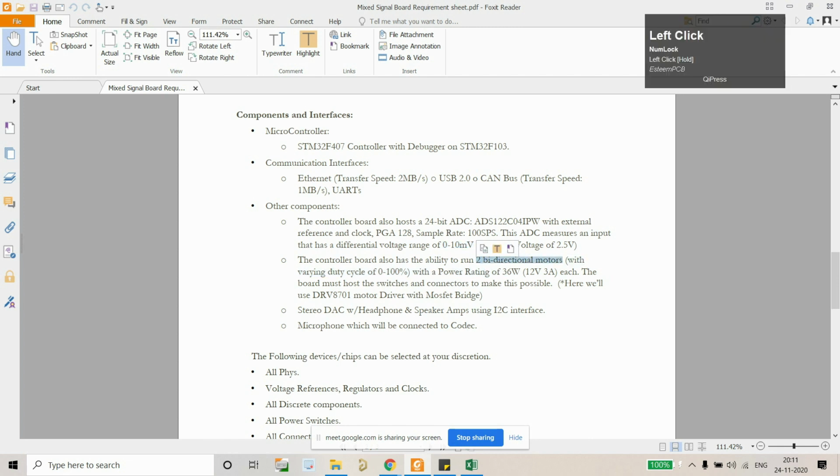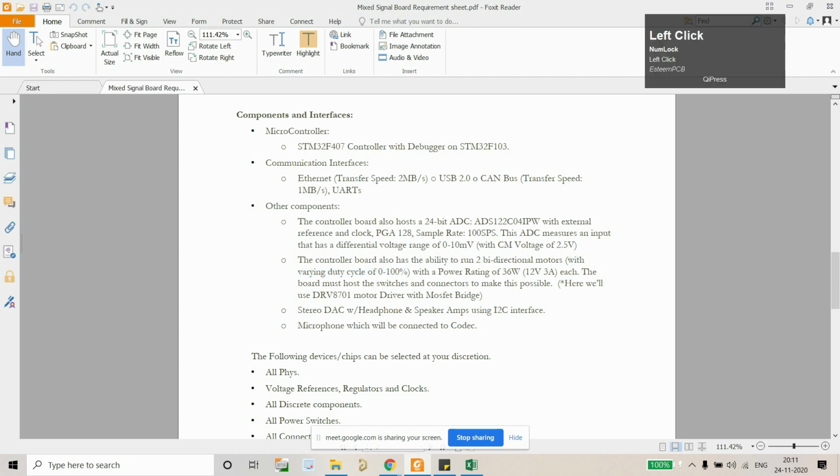So again, this is another major requirement here. These motors we will assume are brushed motors that we are going to run. And here they have mentioned a very important thing, with varying duty cycle of 0 to 100%. So this means we are controlling the speed of the motors also, right? So the whole statement is we have to connect a motor which runs in both directions, and we are able to control the speed also, right?